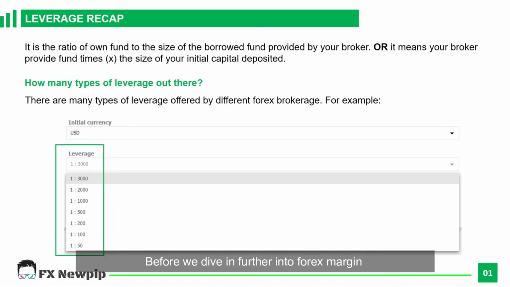Before we dive further into Forex margin, let's recap on leverage. Leverage is as important as margin, therefore we cannot forget how leverage works. To recap, leverage is where your initial deposit is multiplied by the amount of borrowed funds provided by your Forex broker. For example, if your initial deposit is $100 with a leverage of 100, you are able to trade a size worth $10,000. However, that doesn't mean you can open a few standard lots at one time, because your account has its maximum limit to open a trade position, and that is called margin.